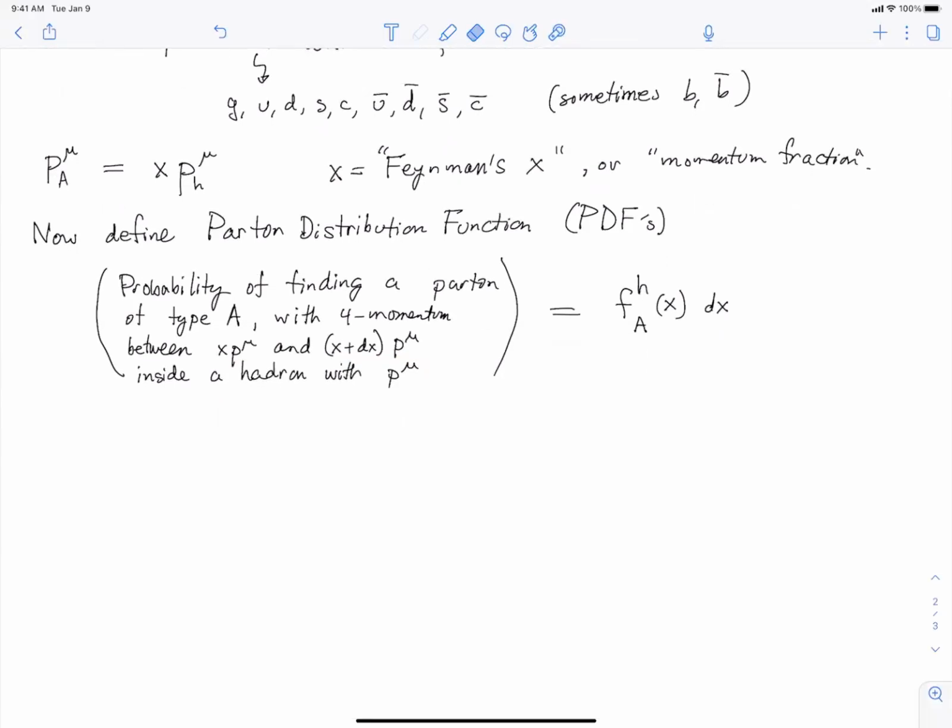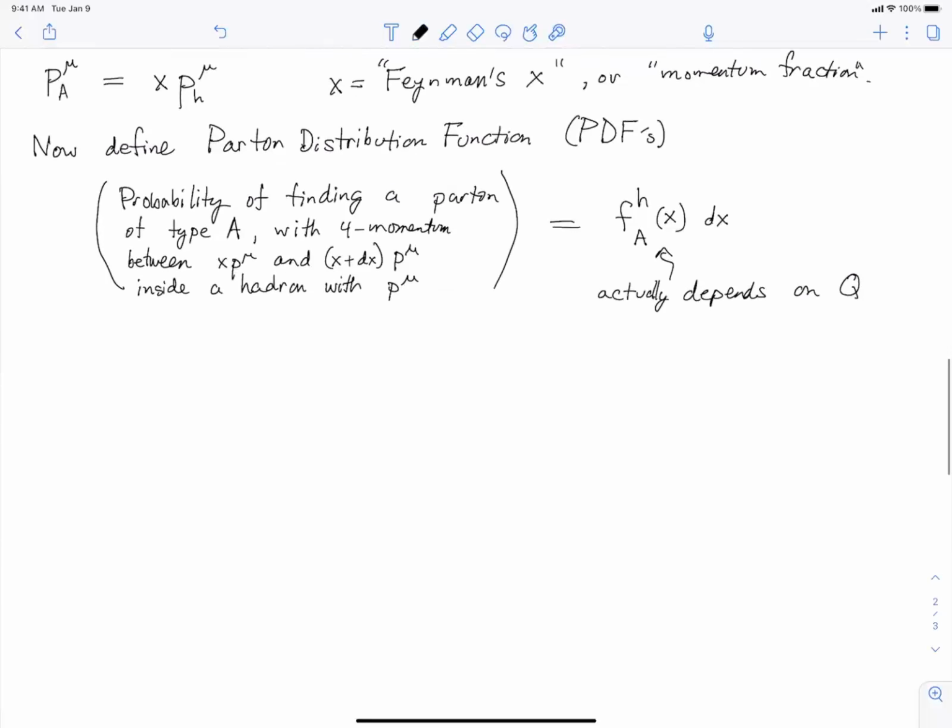Now, I've written it as if it only depends on x, but it actually depends on the factorization scale too. So actually it depends on Q. Q is the dividing line between what's a hard scattering event and what's a soft event. And so basically, if you allow the parton to have a higher or a lower energy, that's going to affect what probability you assign to it.